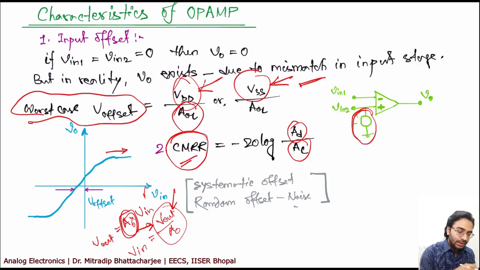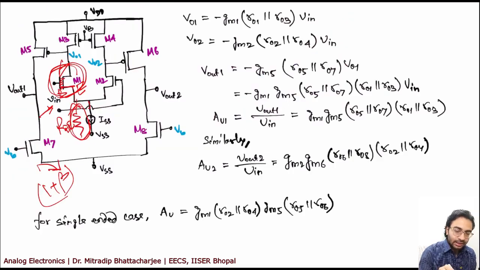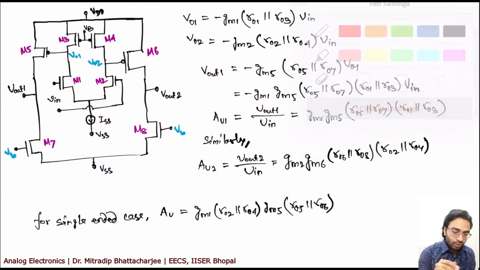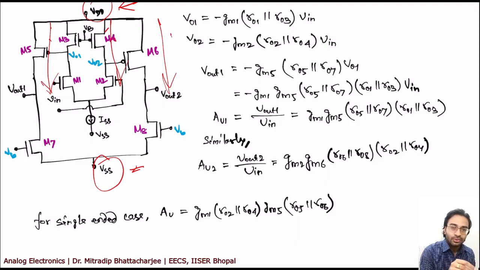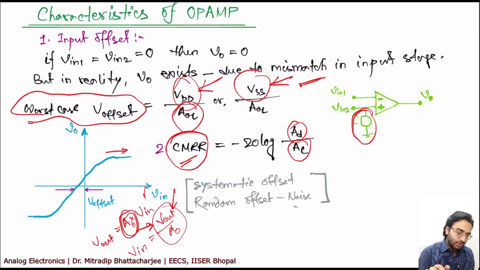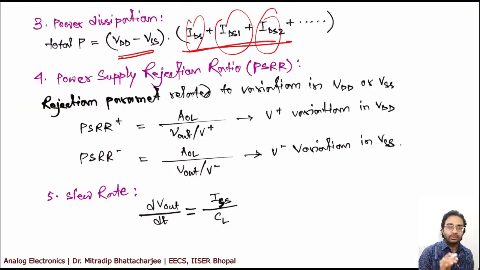So what that means is, if you have a circuit like this, your total voltage is VDD minus VSS across the circuit, and whatever current is flowing, this vertical component IDS, IDS1, IDS2, if you add them and multiply this with the maximum voltage, you will get your power dissipation. So ideally you want your circuit to be a low power circuit, so your power dissipation should be low.